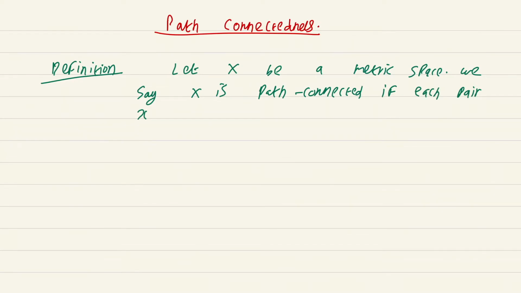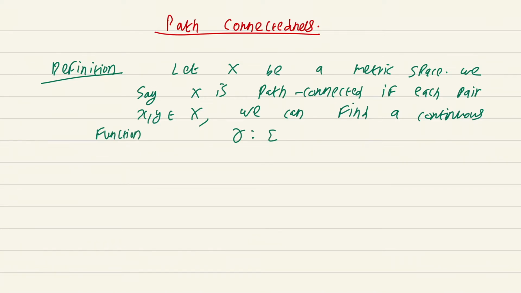x, y in X, we can find a continuous function gamma from [0,1] to X. So such functions are called paths. That is a continuous function from the closed interval [0,1] to X.